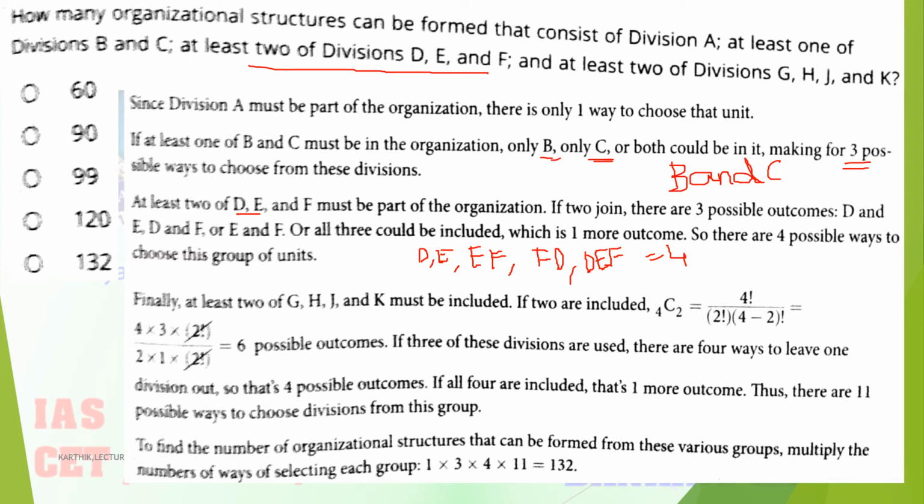Next, at least 2 divisions of GHJK. Total 4 you can find like this, and in that the least is how much? 2. Combination of 2 we want. So 4C2. So 4 factorial, where n is 4 and k is 2. The formula is n factorial divided by n minus k factorial and k factorial. This is the combination formula. As per the formula you can write 2 factorial for k factorial, 4 minus 2 factorial, and n is nothing but 4 factorial.